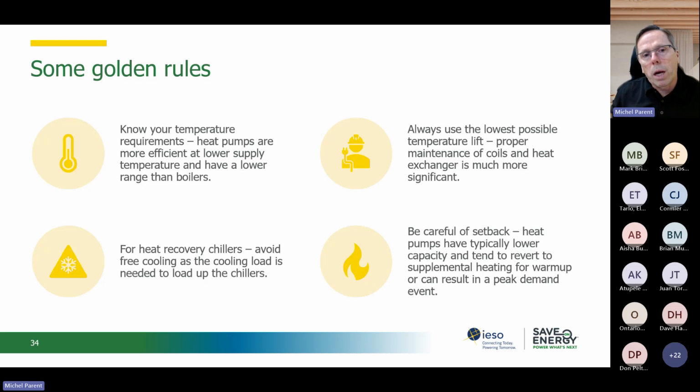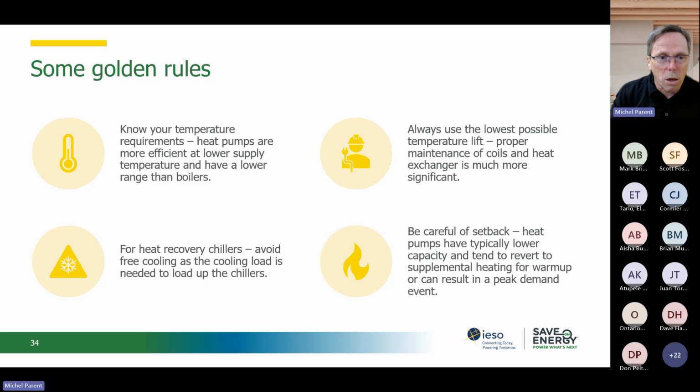Last thing is, when you do a setback, right now you've got your building, you reduce the temperature to 18 degrees at night, and it works fine. A heat pump has lower capacity than your standard boiler. So it will take longer to reach the temperature that you want in the daytime. And more importantly, if you're asking the heat pump to provide too much capacity too fast, it will revert to the supplemental heating. So your setback can actually cost you, because instead of doing your warm-up with the heat pump, you may end up doing your warm-up with supplemental heating if your controls are not set up properly. So always be careful with setback.